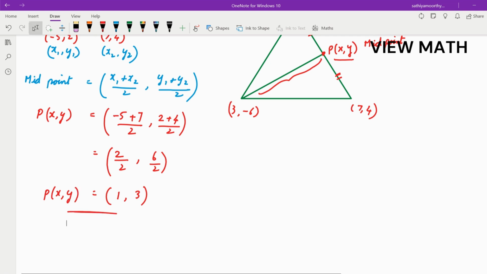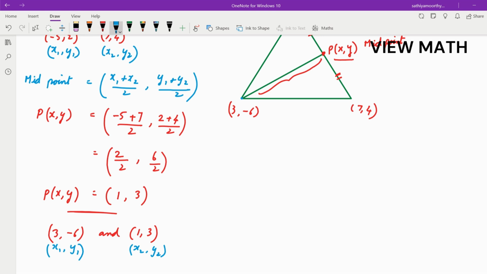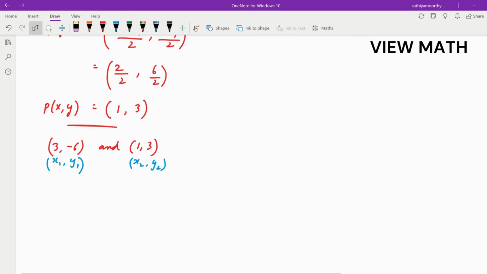Now I'm going to find out the length of the median. Here the points are 3 comma minus 6 and 1 comma 3. These are the 2 points. Here this is x1 comma y1 and x2 comma y2. So with these 2 points I'm going to find out the length of the median, using the length formula, that is the distance formula. Let me find out the length of the median.